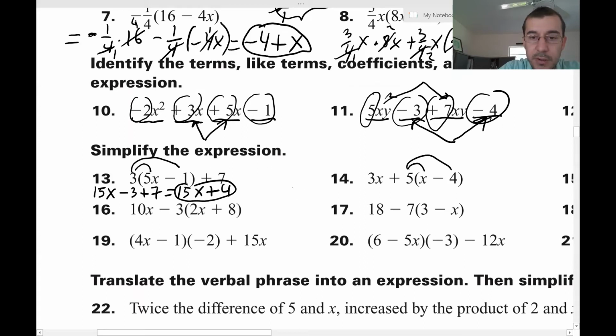Number 14, we have to apply the distributive property. So 3x plus 5 times x is 5x, and then plus 5 times minus 4, the product will be negative because we have numbers with different signs. 5 times 4 is 20. Now we have like terms, 3x and 5x. We add them up. They're both positive. 3 plus 5 is 8, so 8x and minus 20.